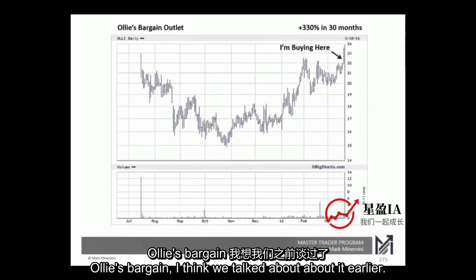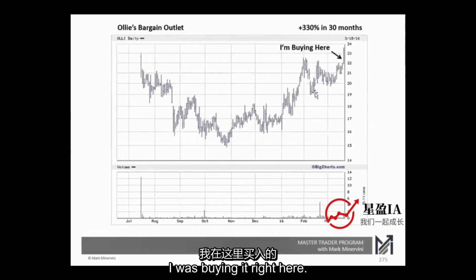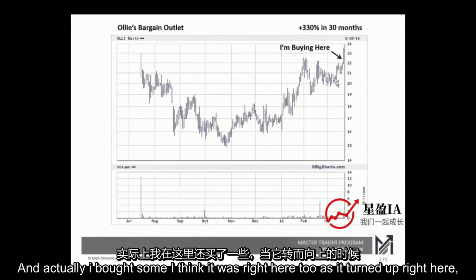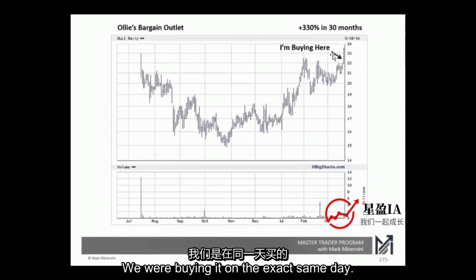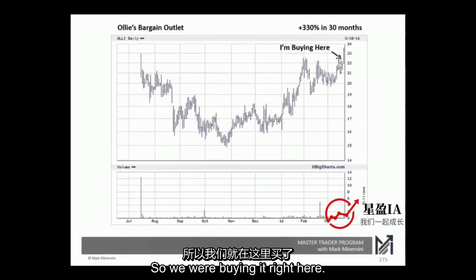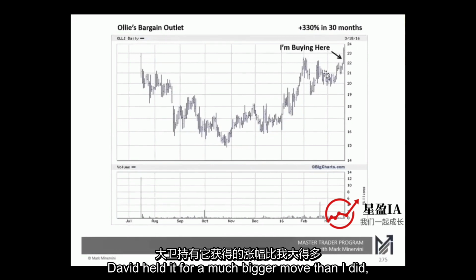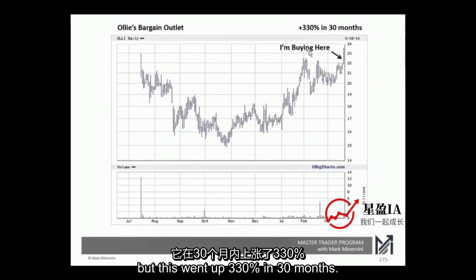And of course, Dave, you know this stock well. Ollie's Bargain. I think we talked about it earlier. I was buying it right here. Actually, I bought some, I think it was right here too, as it turned up right here. And then I added to it here. And Dave and I were actually, unbeknownst to each other, buying it on the exact same day. And so we were buying it right here. Dave held it for a much bigger move than I did, but this went up 330% in 30 months.